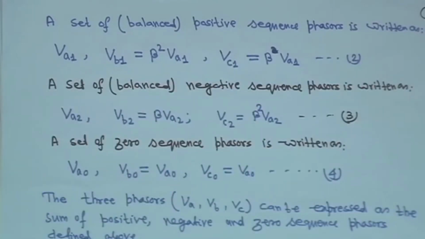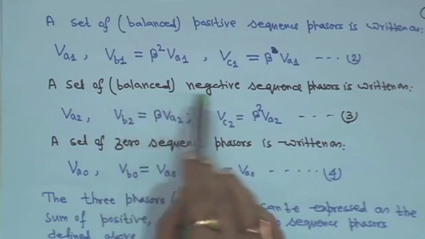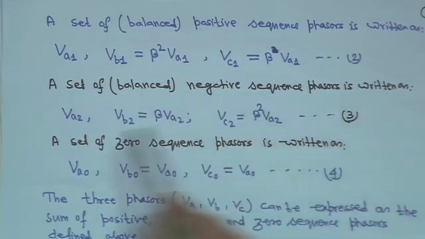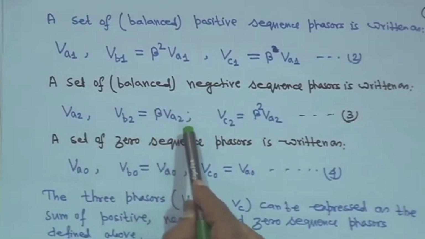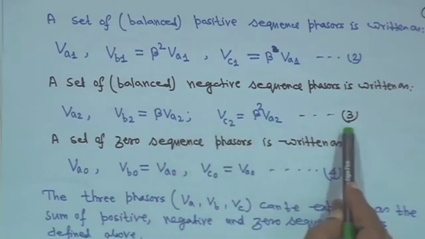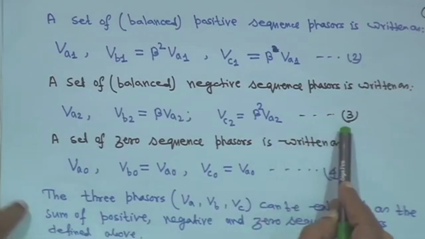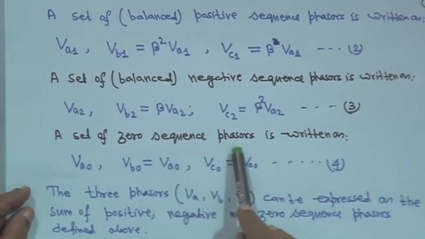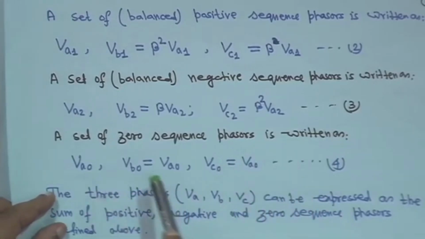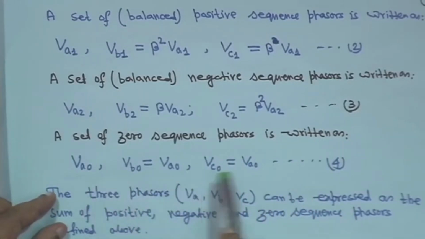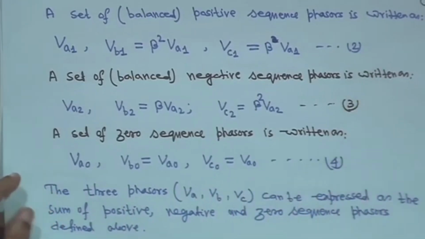Similarly, the same way we follow for the ACB sequence, that is a set of balanced negative sequence phasors: it is Va2, Vb2 is equal to beta Va2 and Vc2 is equal to beta square Va2. This is equation 3. Now, a set of zero sequence phasors, they all are the same. So, it will be Va0, Vb0 will be Va0 and Vc0 will be Va0. This is equation 2, 3 and 4.